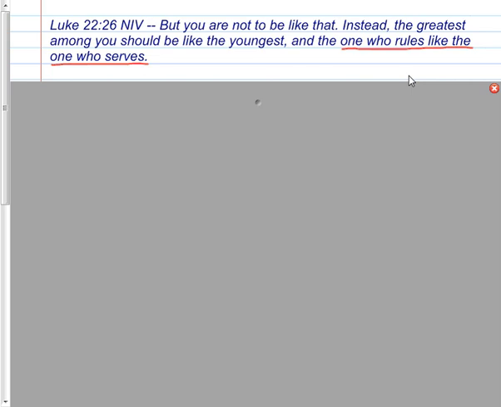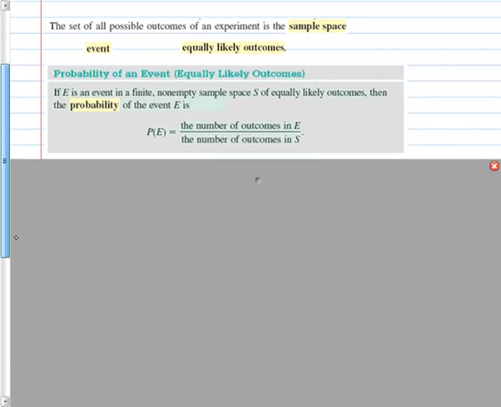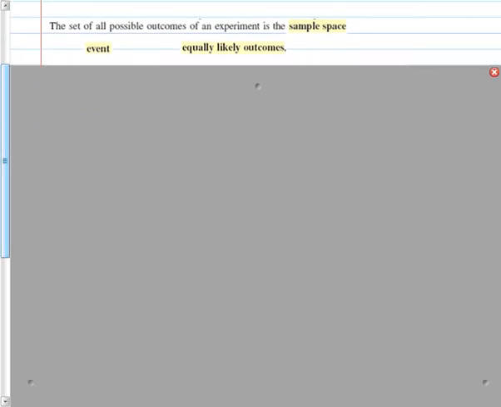Chapter 9, Section 3, we are going to be looking at probabilities. And you have been introduced to probabilities in the past. So let's look at these definitions.